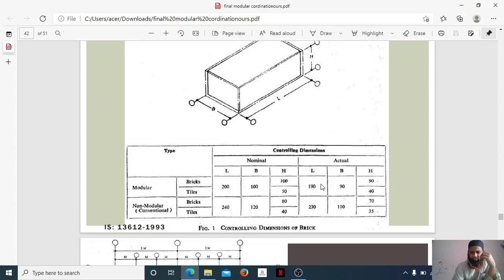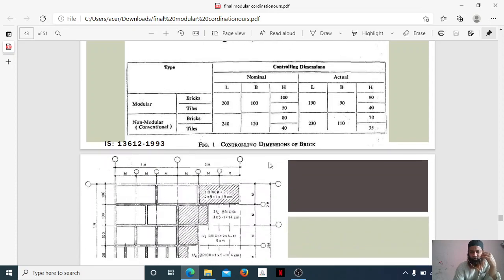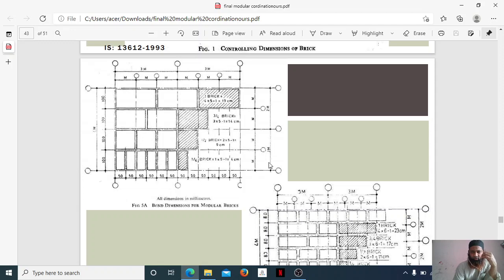Even here you can see the length is 119 in modular, and in conventional it is 230. Breadth is 90, here it is 110, but the height is 90 and 40, here the height is 70 and 35. So this is a small difference in modular and conventional. You can see here how the bricks can be placed depending on whatever need, where we want to go. Bond dimensions, brick modulus.